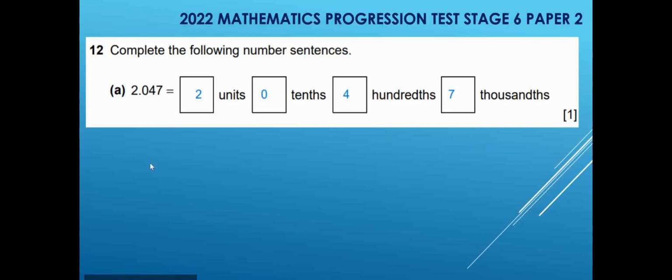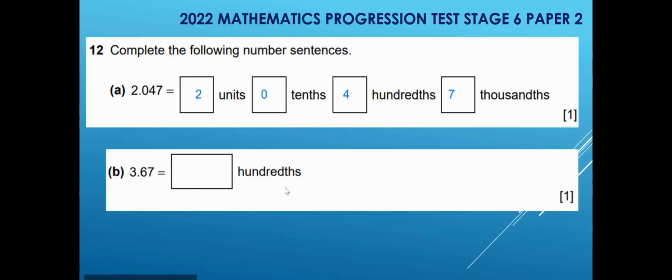It is 2 units, because 2 is in the units place, 0 tens, this is the tens place, 4 hundreds, 4 is in the hundreds place, and 7 thousands. 7 is in the thousands place. Next, 12B.